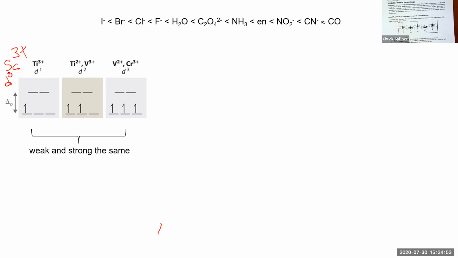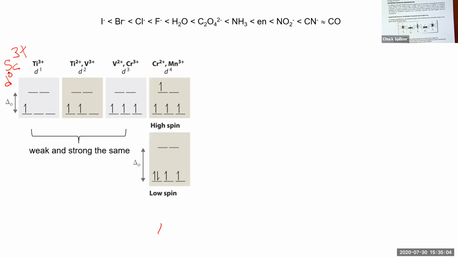And you can picture that. It doesn't matter how separated the orbitals are, that's how they're going to fill. All the lower energy ones up to D3 will fill. Okay, but when we get to D4 is when they change.